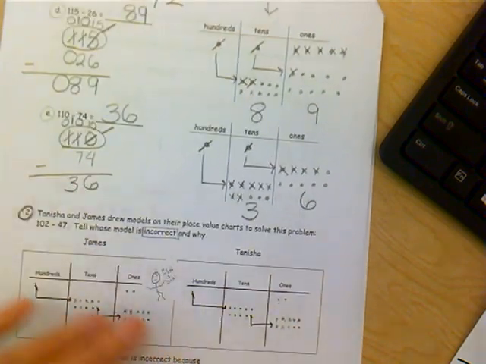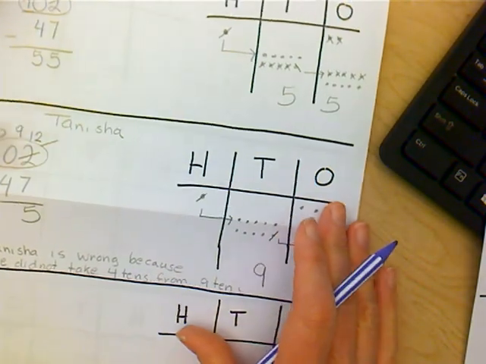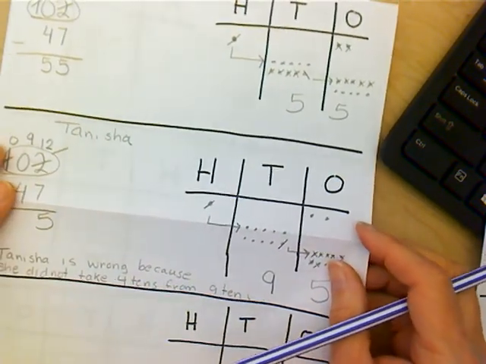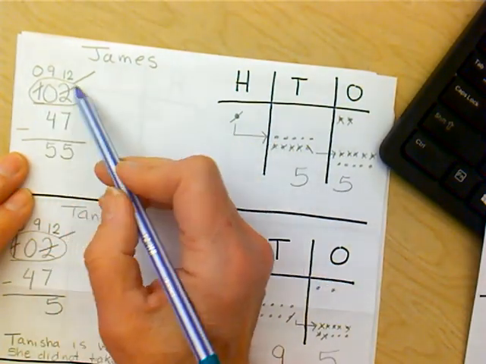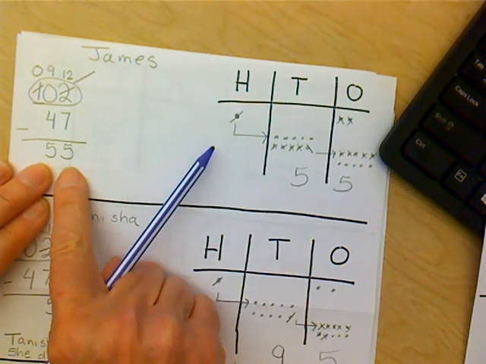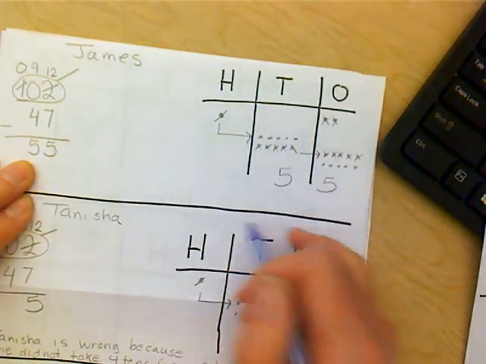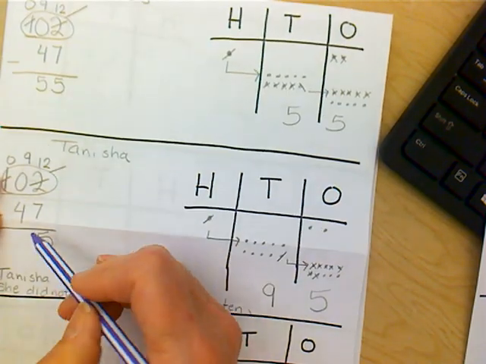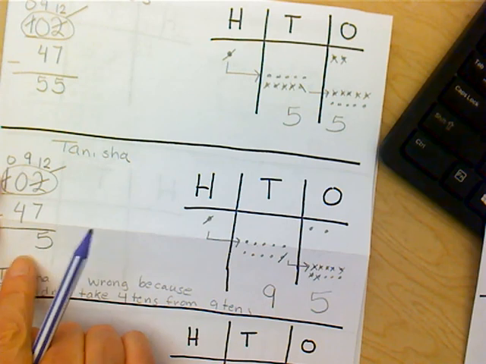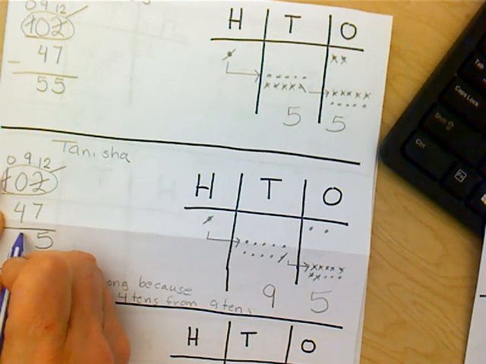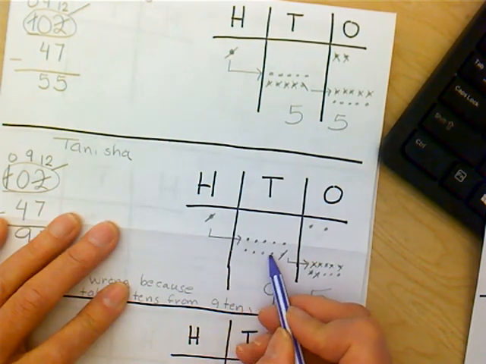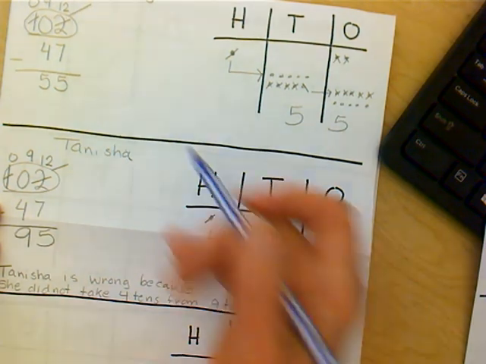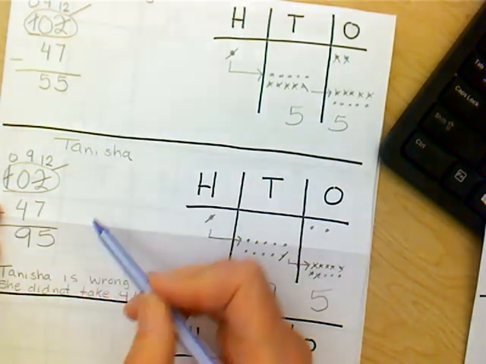All right, so now I'm going to sneak over to this little problem down here, and I am going to show you what happened here, and then you can look and see how you did with yours. So James set up his problem with 102 take away 47. He says that the answer is 55 as he goes through all of his steps. Tanisha sets up the same problem, but she says that her answer is 95 because she still sees that she's got 1, 2, 3, 4, 5, 6, 7, 8, 9 tens left. Well, who is correct? Is it James or is it Tanisha?